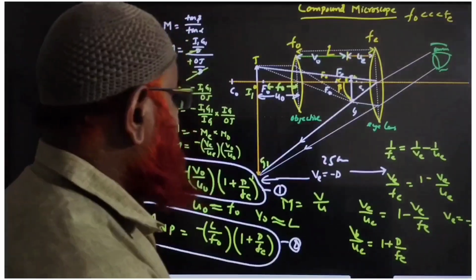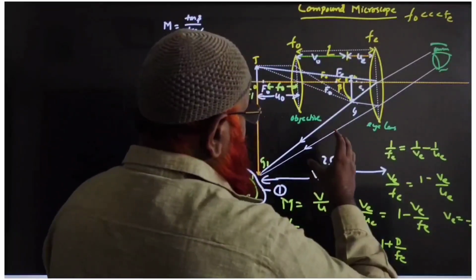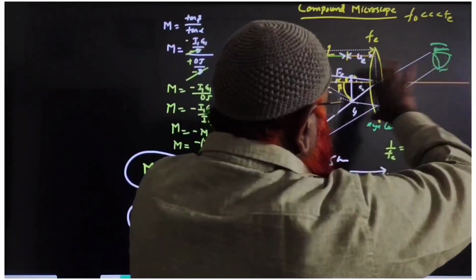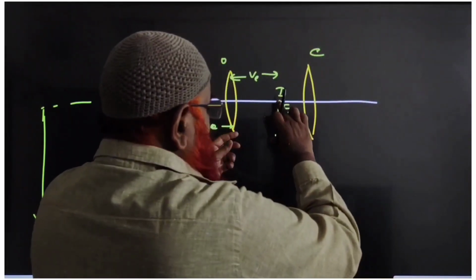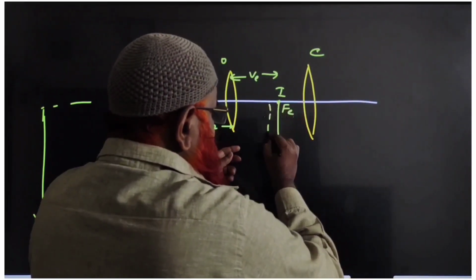That means what you have to do is, in the previous diagram, you have to take this lens a little bit back, so that if you take this objective a little bit back here, previously the object was here, isn't it?